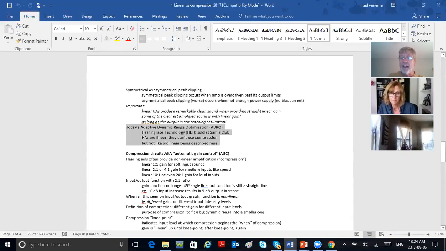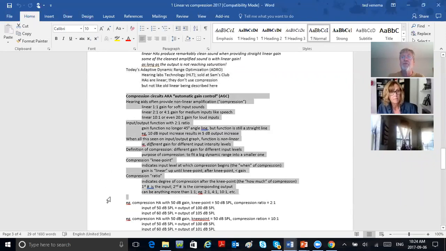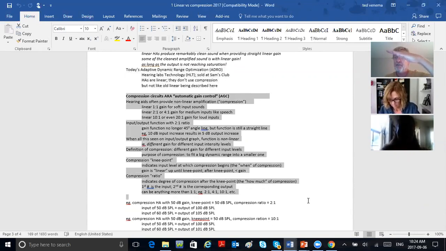Well, we're winding down toward the end of today. This is all good. Now we can look at review. Compression hearing aids were often called automatic gain control. In English, that just meant they provided different gain for different inputs. It's because the line had a little bit of give. It wasn't flat like peak clipping. As my input increased by 10, my output might have increased by 2. Or as my input increased by 10, my output might have only increased by 1. Whatever. Hearing aids often provide non-linear amplification, read compression.